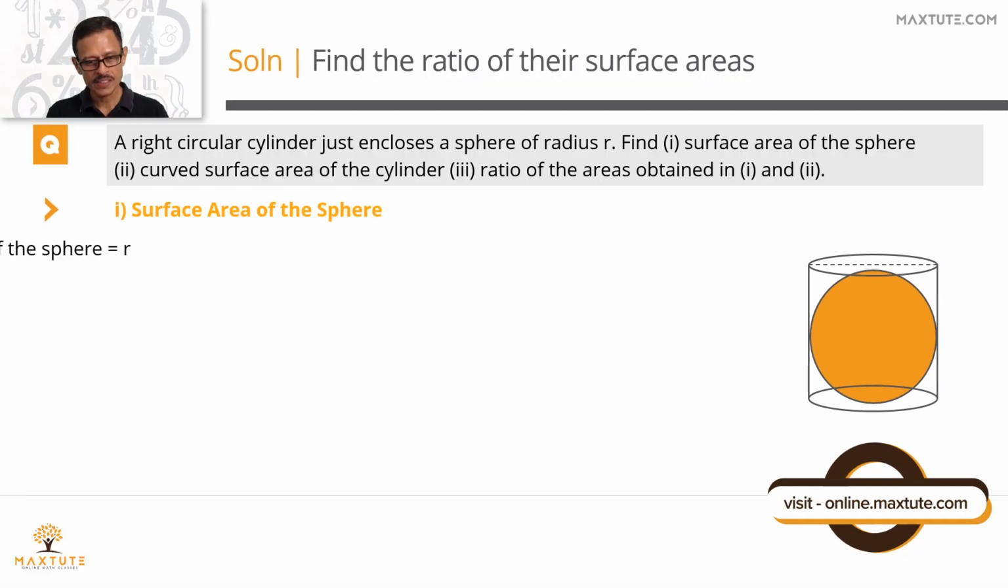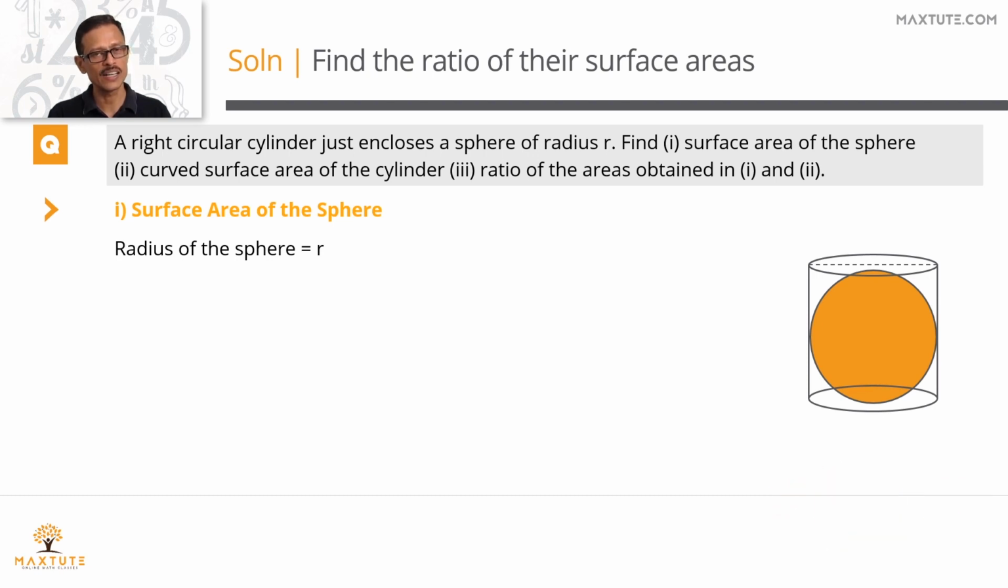Let's start with part 1. We know the dimensions of the sphere. The radius is equal to r. Its surface area is equal to the formula 4 pi r square. So step 1 is a very simple step. Step 2 is a more interesting one.